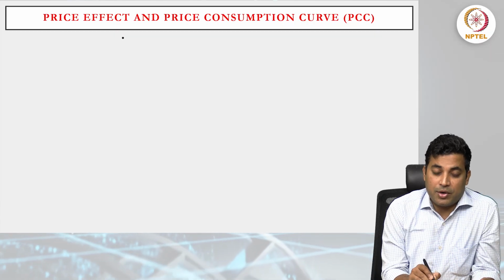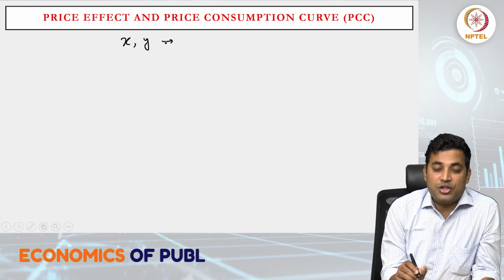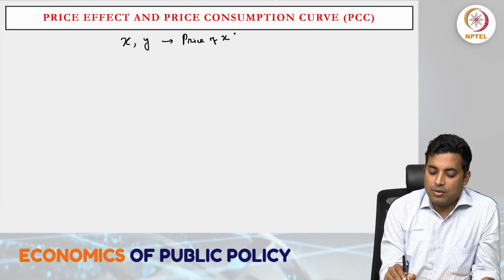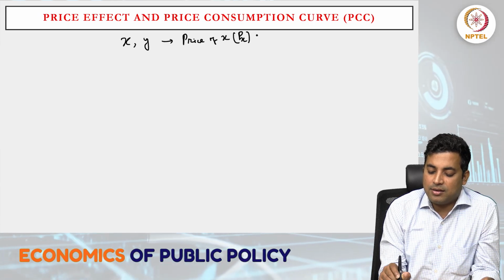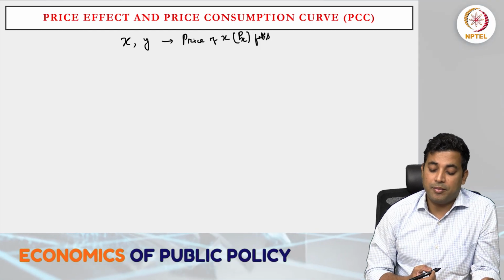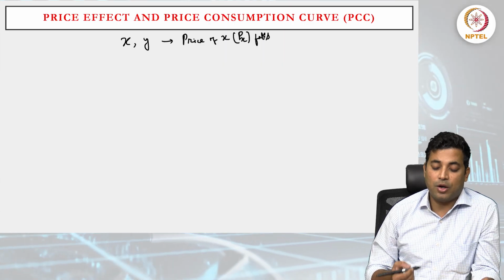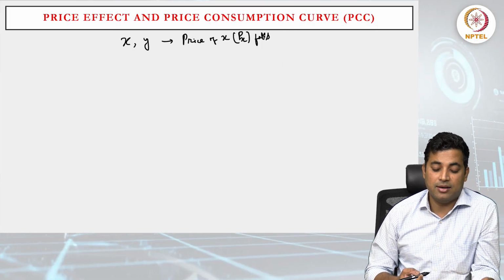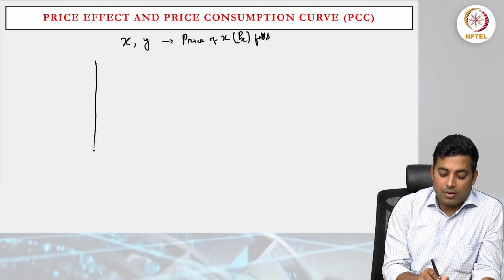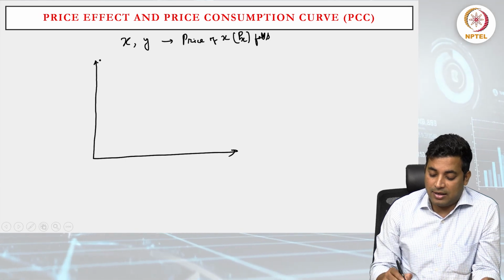Say again, there are two commodities X and Y, and let us assume that the price of X, that is Px, falls, and it can also increase. In that particular case, we also know how the budget line and utility shift. So, let's have a graphical illustration.